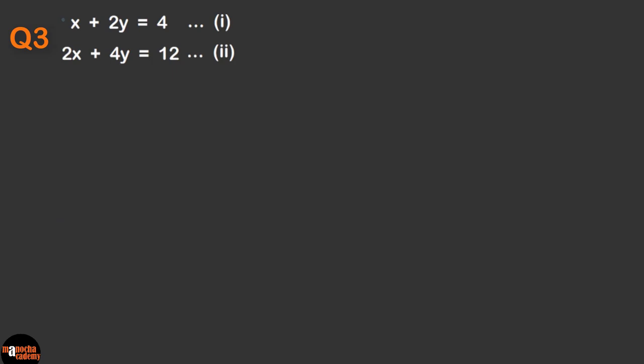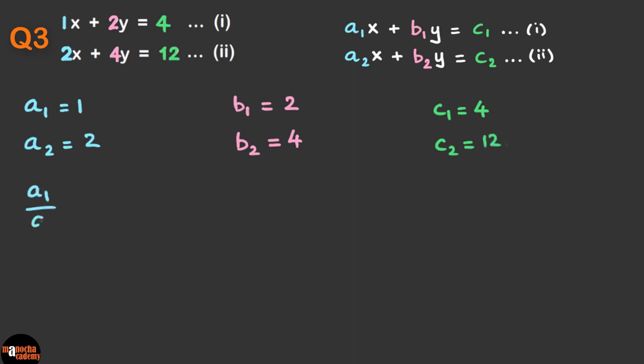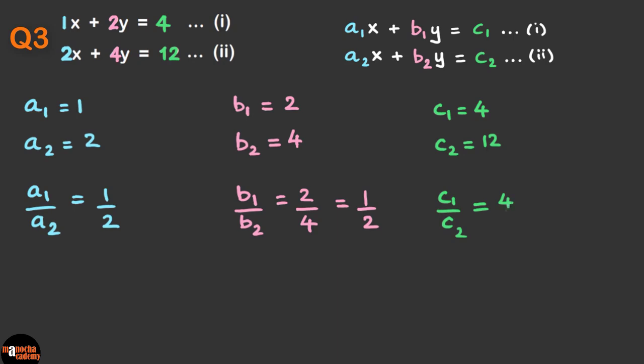Here are the two equations from question 3. Once again, let's compare with the general equations and write down the coefficients. Here are the coefficients of the two equations. a1 equals 1, a2 is 2, b1 is 2, b2 is 4, c1 is 4 and c2 is 12. Now let's calculate a1 by a2. So that's equal to half. b1 by b2 is also working out to be half. Since a1 by a2 is equal to b1 by b2, once again we need to check c1 by c2, and c1 by c2 is equal to 1 by 3.